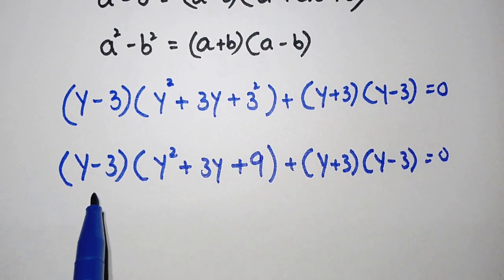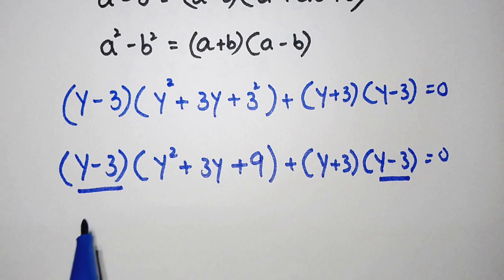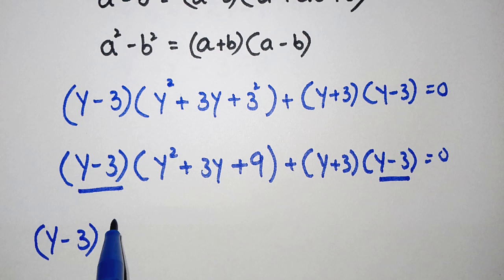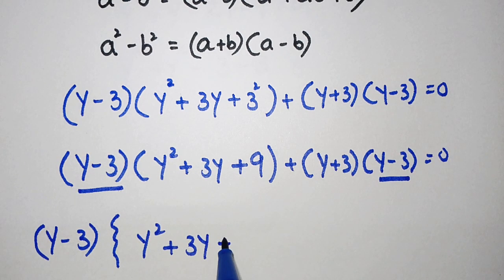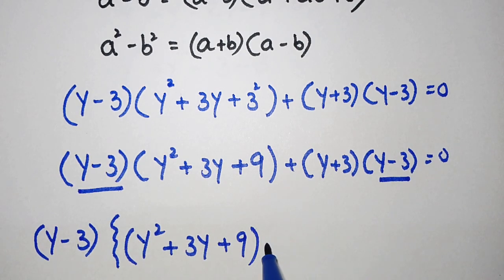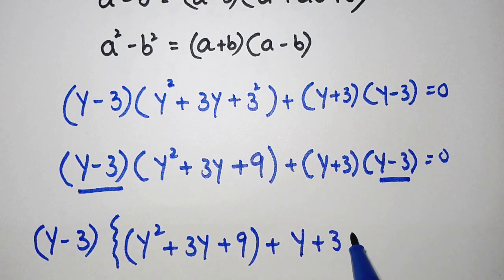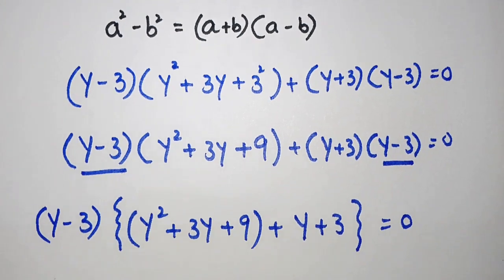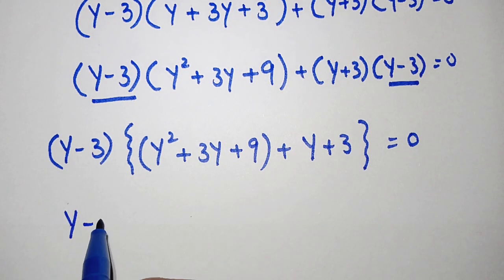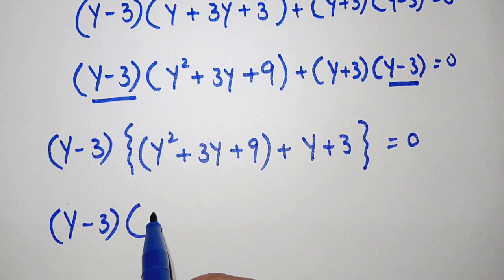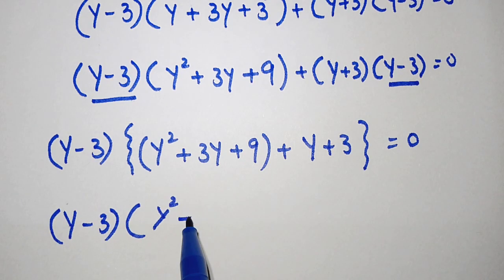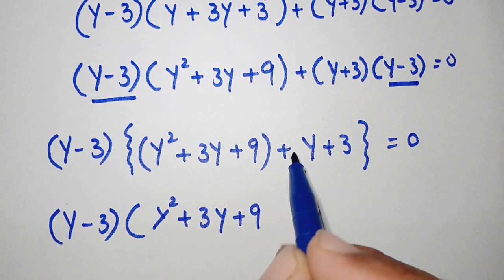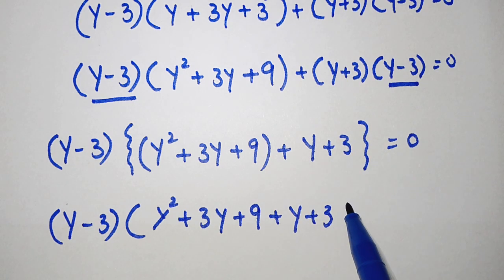Now look at here, y minus 3 and y minus 3 are common, so we have to take y minus 3 common here. So taking y minus 3 common, what is left is y square plus 3y plus 9 plus here y plus 3 left, which is equal to 0. Here (y minus 3) times (y square plus 3y plus 9 plus y plus 3) is equal to 0.